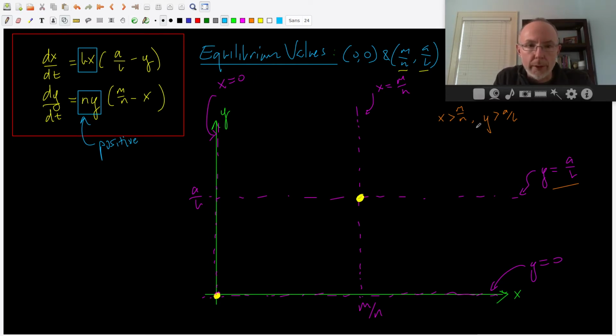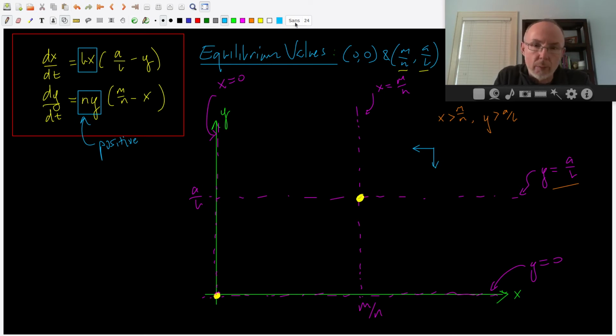Now if I'm in this region, the y value is bigger than a over b. So I've got a over b, I was subtracting y. Y is bigger than a over b, so this must be negative, and that means x is decreasing. Right? This is negative, that's positive, so the rate of change of x is negative, we're moving to the left. Going over here, the x value is bigger than m over n, and so m over n minus x, well that's also negative, and so the rate of change of y is also negative, and so y is decreasing.